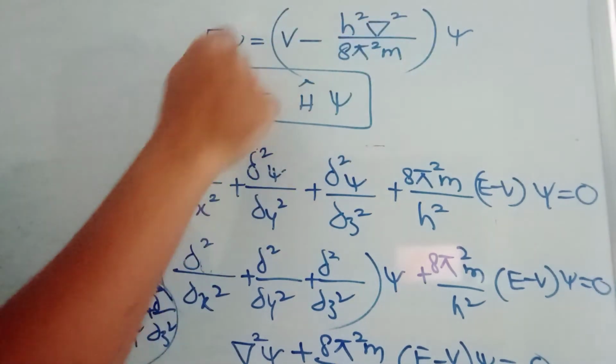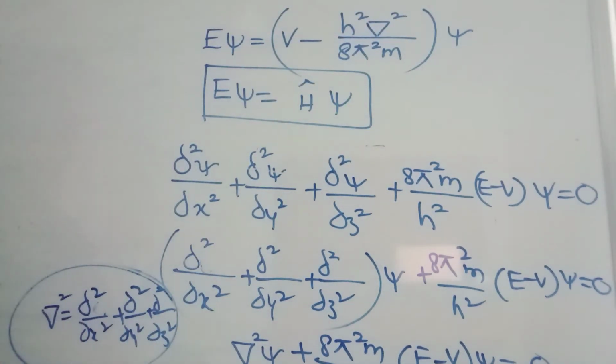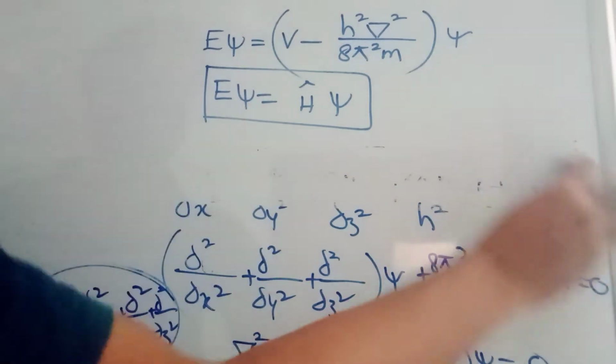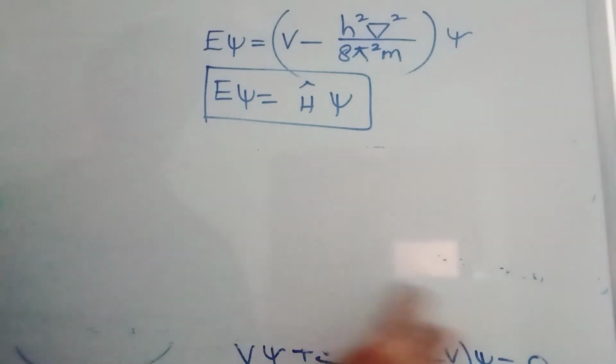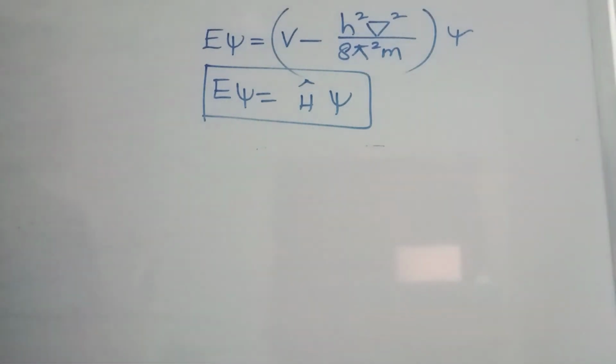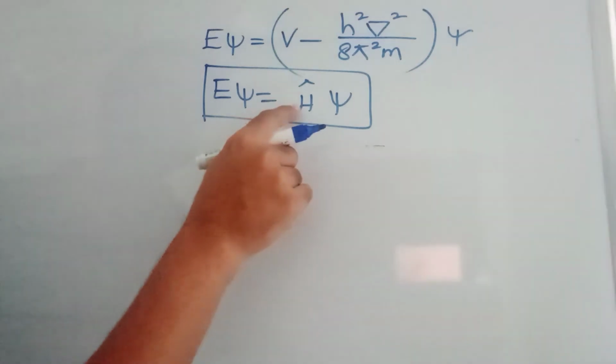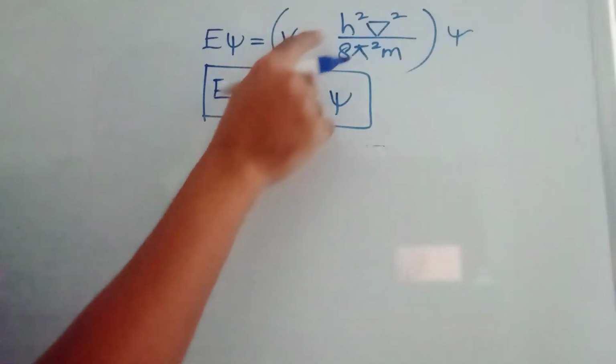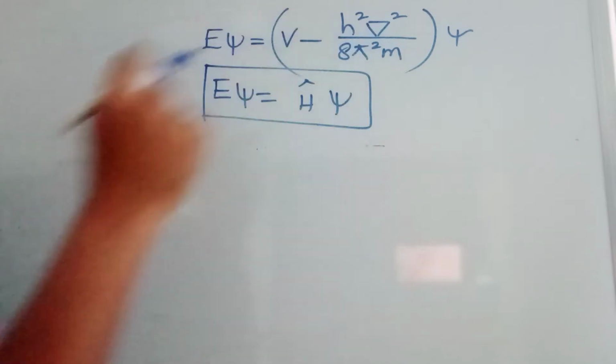Ĥ is called the Hamiltonian operator. Whenever we write an operator like this, it is a mathematical operation. For example, for multiplication you can write M cap, for division D cap, like that. Here Ĥ means the Hamiltonian operator. So Eψ = Ĥψ. This expression is given in our NCERT book. Ĥ is V − h²∇²/8π²m.